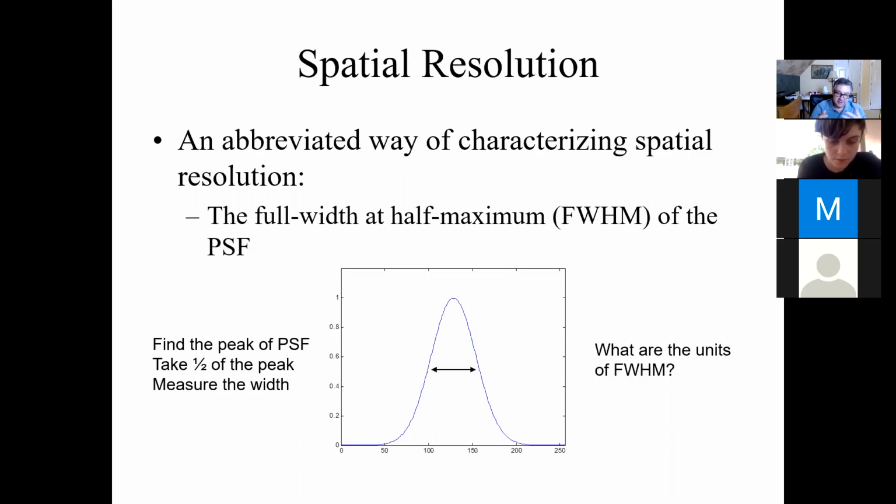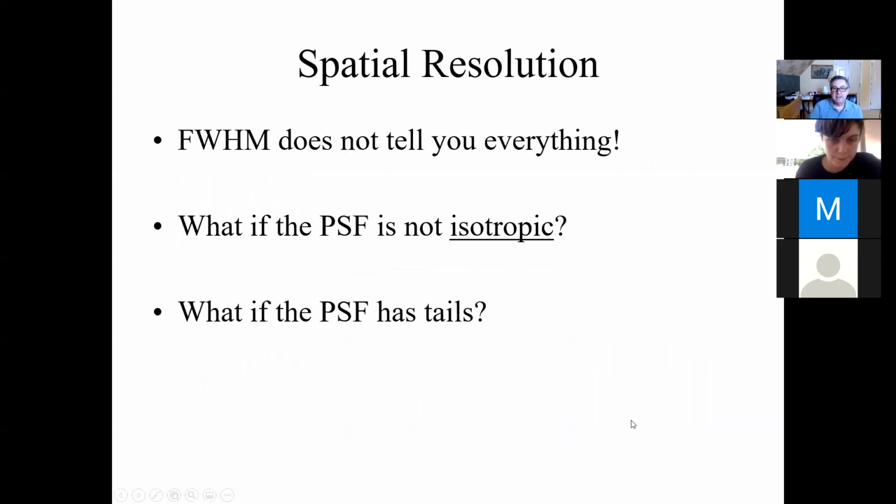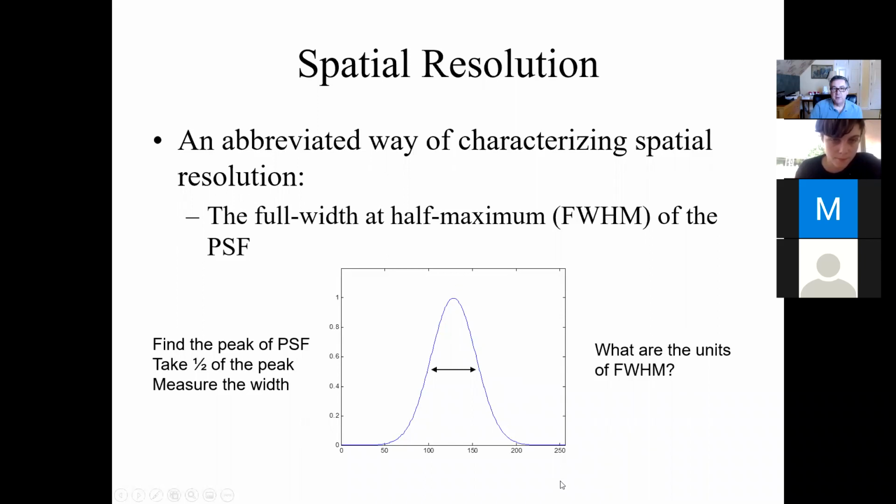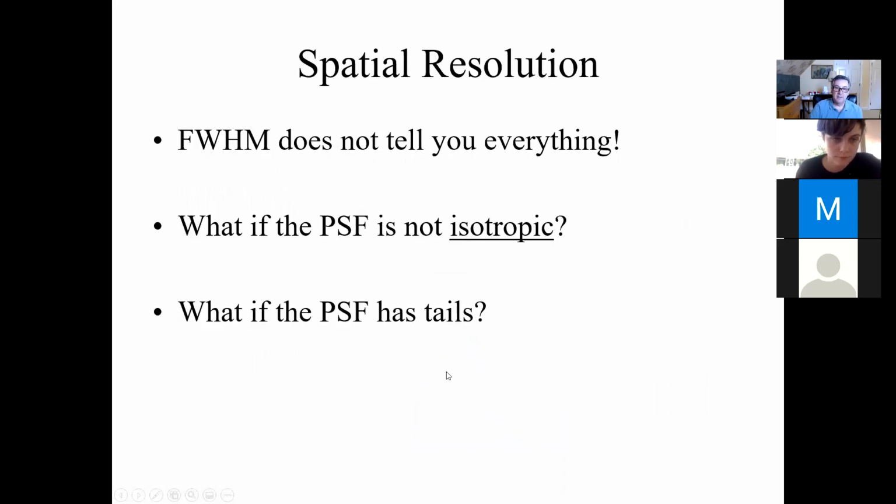So, this is often used because it expresses things very directly in ways that make sense. And it's relatively easy to evaluate. If you have a way of measuring the point spread function or something close to the point spread function, then you can measure this pretty readily. Now, that doesn't tell you everything, right? We've abbreviated this whole point spread function into one number in that case.